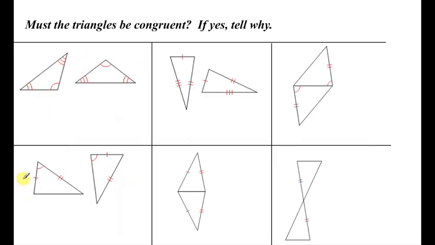Okay, let's try these examples. You're going to decide if these are congruent. Do we have one of our shortcuts here? So take a look at what's given to you. In this first set, we've got an angle matching an angle. We put a little A in that. So this is an angle.